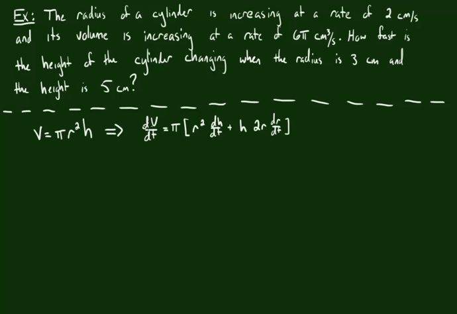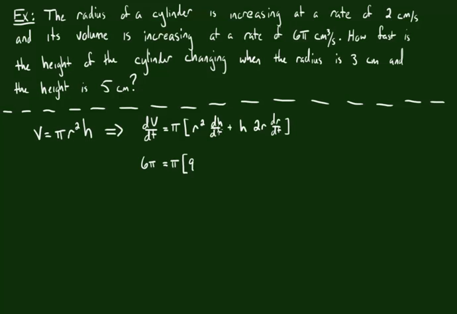dV/dt, the rate of change of volume. We look up here and we see the rate of change of volume is 6 pi centimeters cubed per second. So we'll put 6 pi in here. Next up, we'll just leave the pi where it is. And we need to know r squared. What's the radius squared? Well, at this instant in time that we care about, the radius is 3 centimeters. So 3 squared is 9.